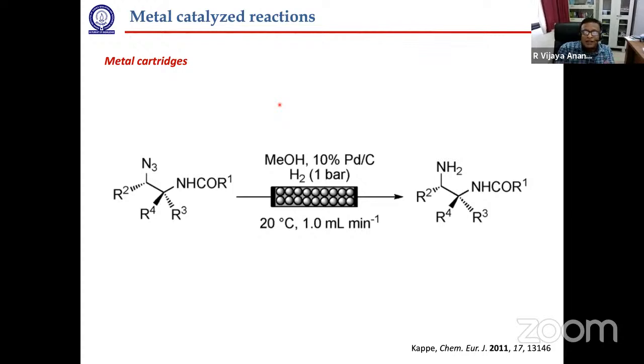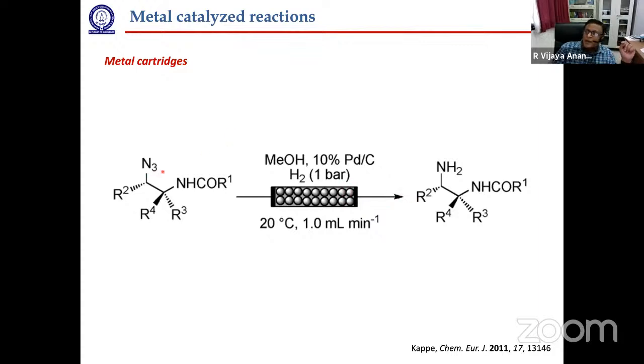So what is that? You can just pack the metal catalyst in a cartridge. You can see here, this is a micro cartridge. Its thickness is very, very small, but inside you can pack this palladium carbon catalyst, and then you can inject the solution through this cartridge. So the reaction takes place inside the cartridge, and the product comes out.